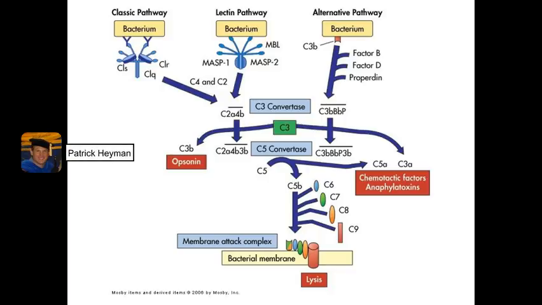To summarize, there are three basic pathways: the classic pathway, the mannose binding lectin pathway, and the alternative pathway. In the classic pathway, C1 is going to bind to one of three things: the pathogen directly, C reactive protein, which binds to phosphocholine, or an antigen antibody complex.